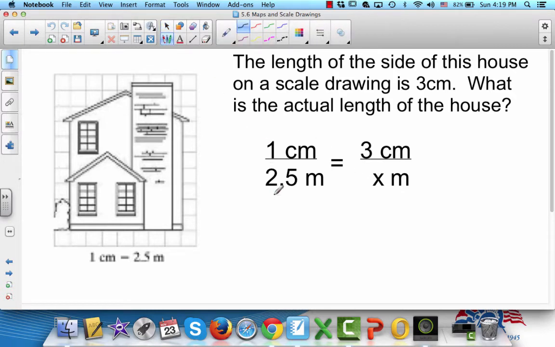And then it's just a simple proportion that you're comfortable doing. 1 times x gives you x. 3 times 2.5 gives you 7.5. So the actual length of the side of the house is 7.5 meters.